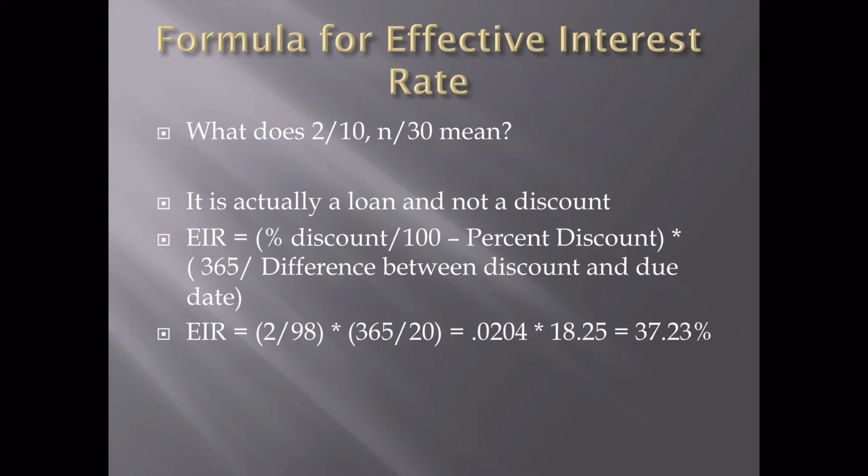So if we were to look at the last bullet on here, I've plugged in the 2% for the percent discount, so it's just a 2, and 100 minus the percent discount is a 98. So 2 divided by 98 multiplied by 365 divided by 20. 20 is the difference between the discount and due date. So you take the 30 minus the 10 and you get the 20. And actually you can multiply and divide these in any order because of the multiplicative law, which I'm sure you guys remember. And when you do the math, you're actually being charged over 37% if you don't go ahead and pay this within 10 days.